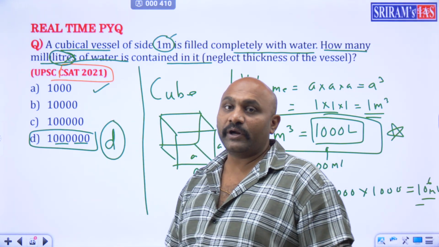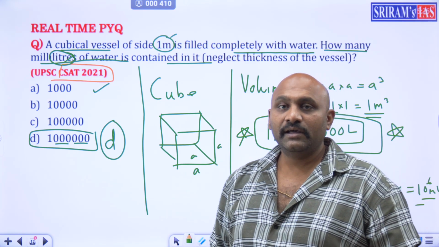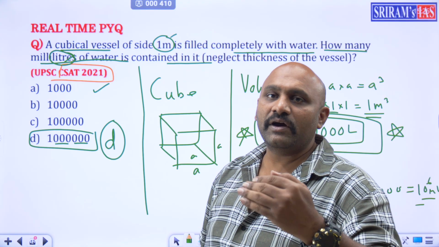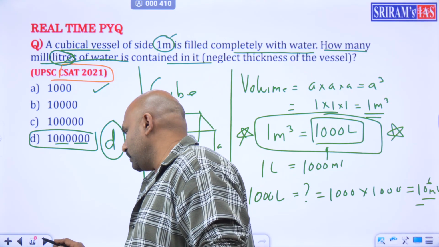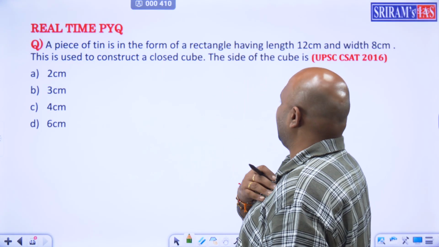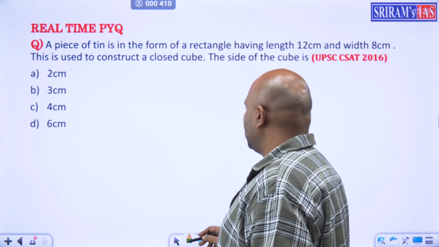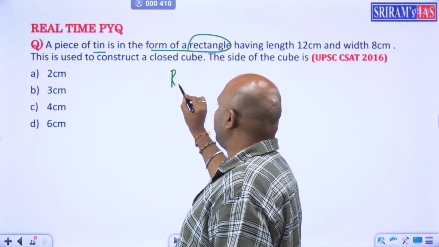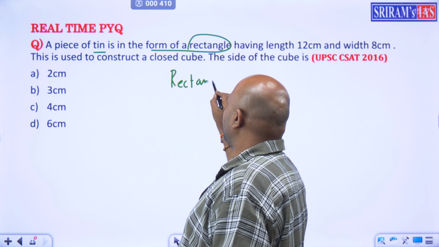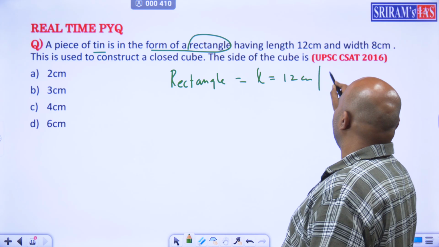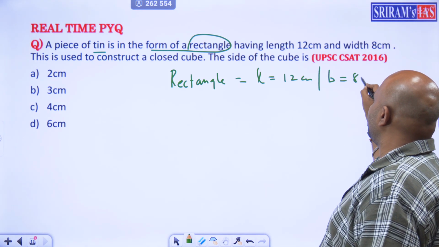It's a real 2021 CSAT question. Like this, you will definitely get questions in your exam. You have to first select them and then solve the problems. Okay. Next question for today: a piece of tin is in the form of a rectangle, having length 12 centimeters and width or breadth 8 centimeters.